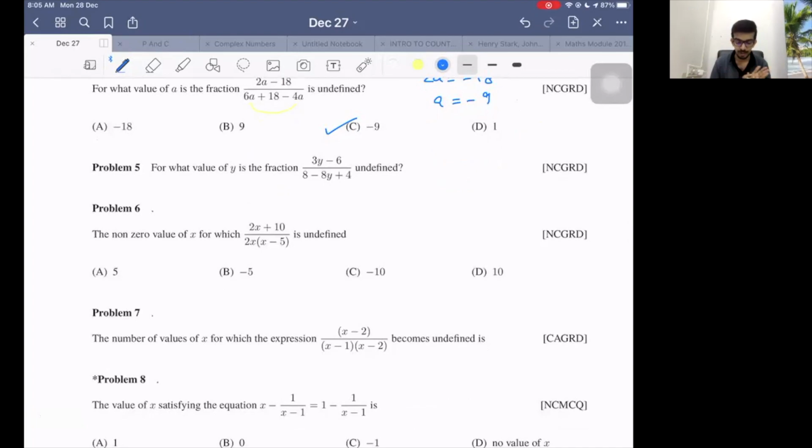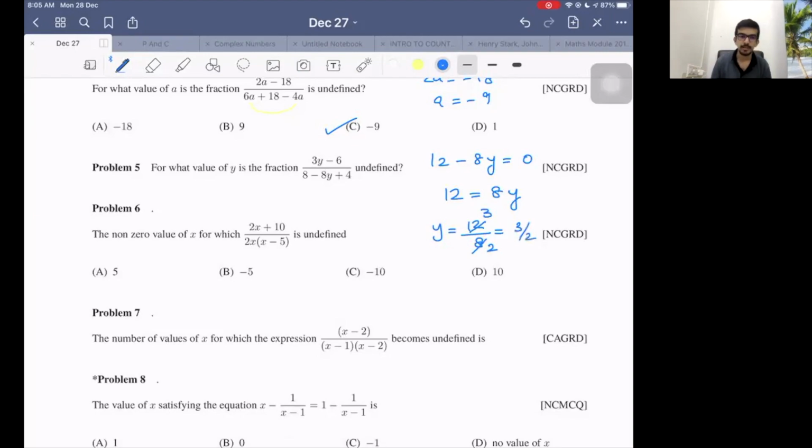+ 4) undefined? Again, you have an expression in the denominator. You just need to equate that expression to 0. Before that, you may want to simplify it by combining the like terms, because you have 8 and 4. When you combine those, we have 12 minus 8y equal to 0. So 12 is equal to 8y. Your y becomes 12 divided by 8, which, when you cancel a 4, becomes 3 by 2.